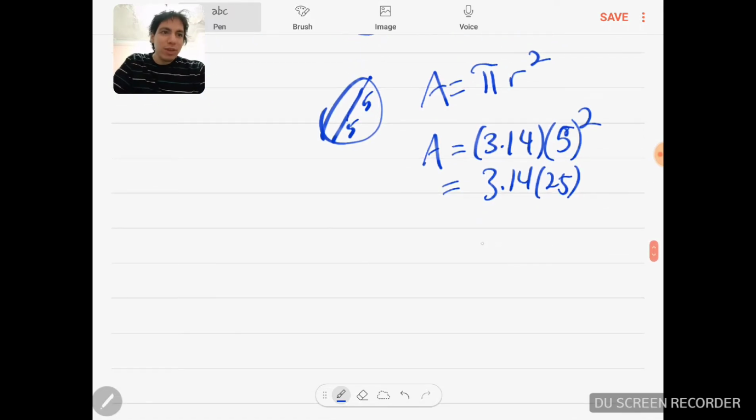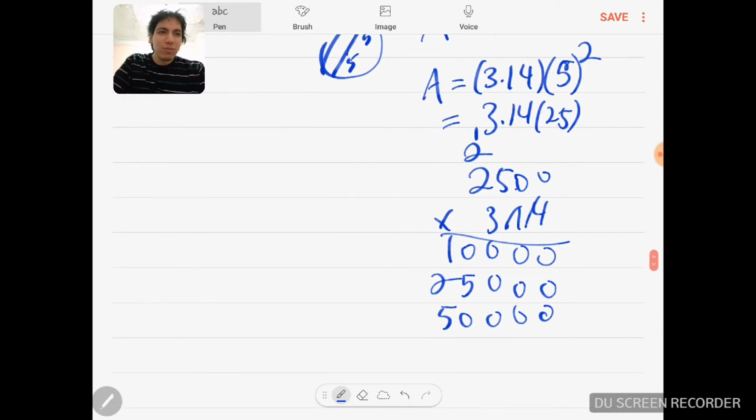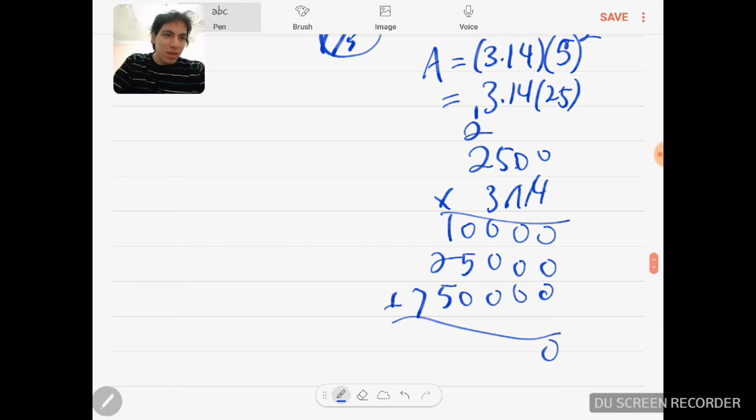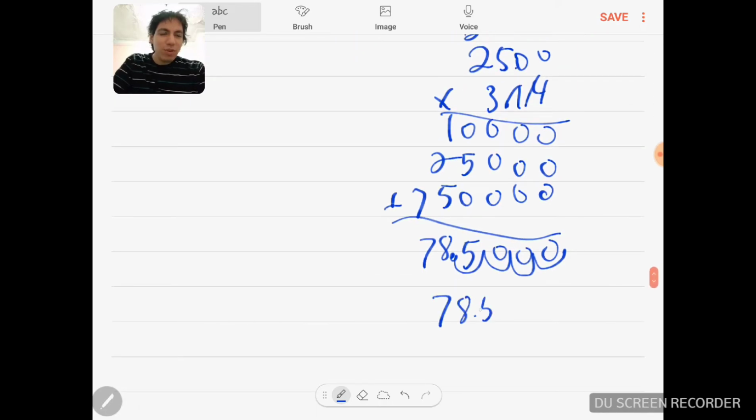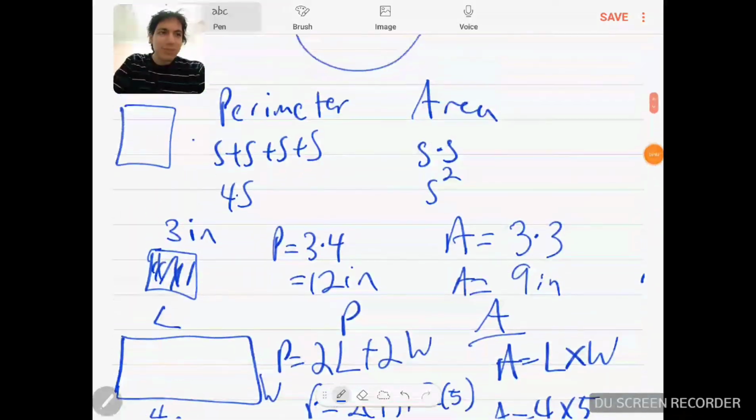Let's actually calculate that real quick. 25 times 3.14. We're going to do this live. Adding the partial products together, and I move the decimal place over 4: 1, 2, 3, 4. So my answer would be 78.50 as my final answer.